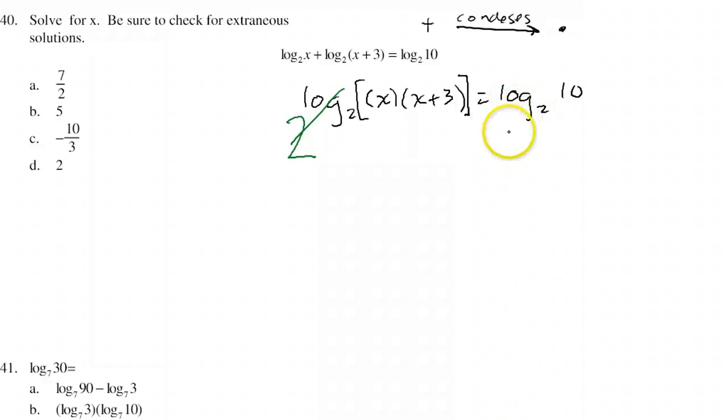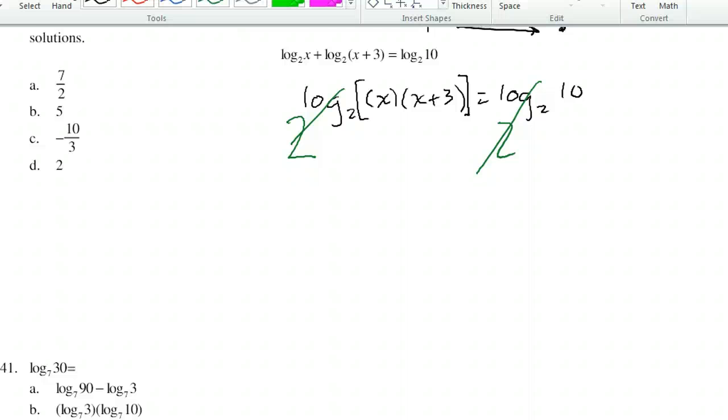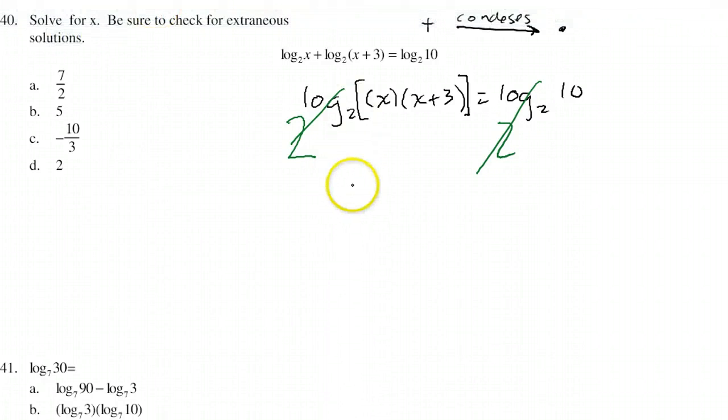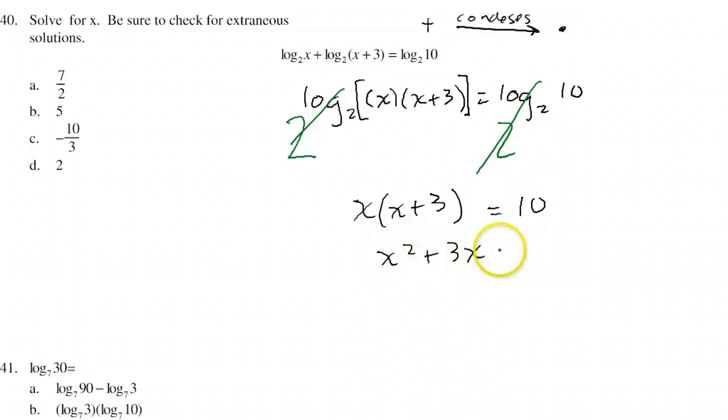What we do to one side, we do to the other. And we see, oh, same thing happens here. I can just cancel that out. And so what are we left with? Well, I'm left with just the x times x plus 3 on the left side. And on the right side, I have 10. And if I distribute this, I get x squared plus 3x is equal to 10.